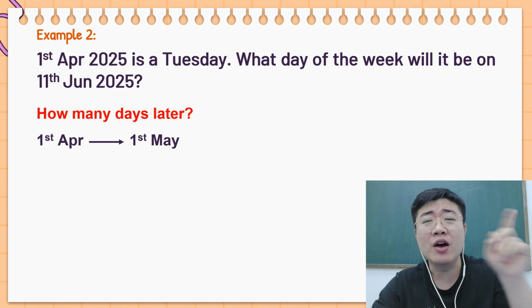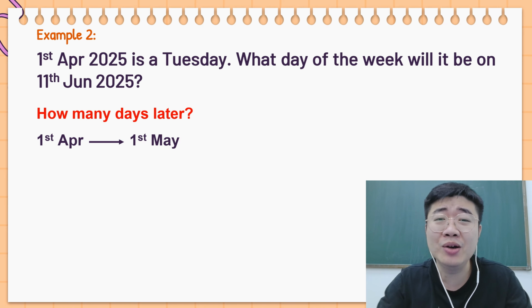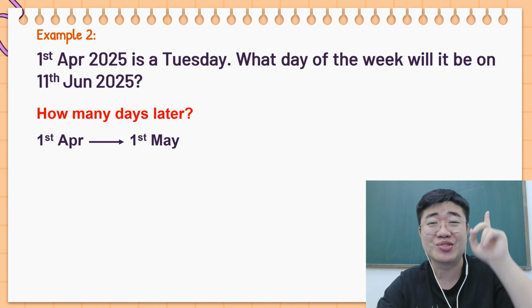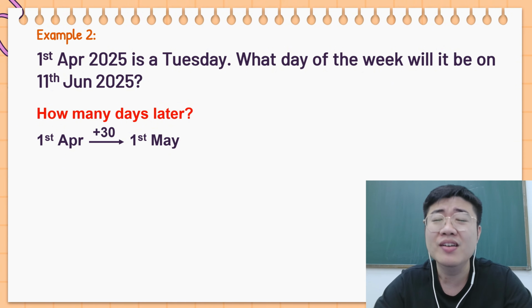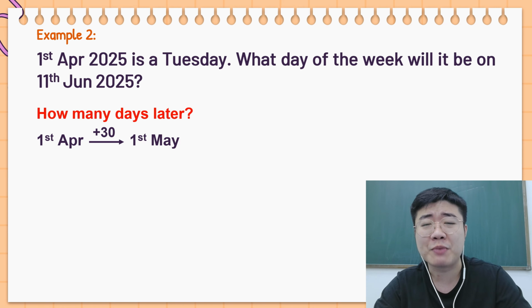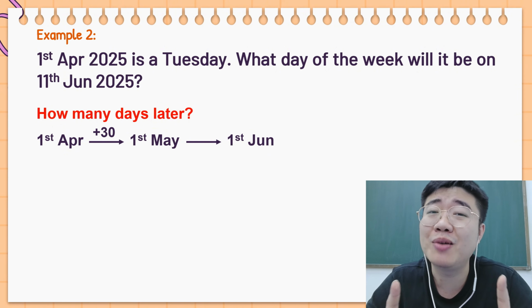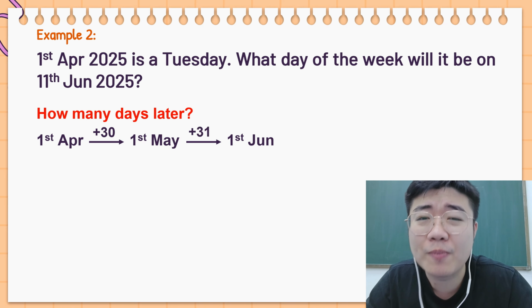So we know that from 1st of April to 1st of May, this will be 1 month later. We can also say this how many days later? Very good. We know this will be 30 days later. This is the month of April, so it will be 30 days. Then from 1st of May to 1st of June. This will be for the month of May. How many days later? Very good. This will be 31 days now.